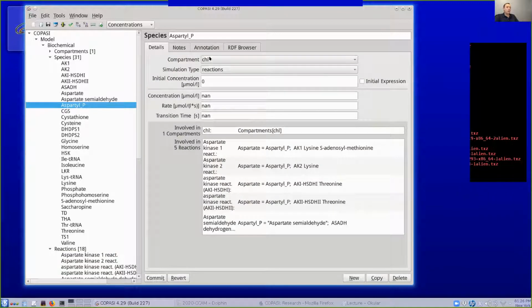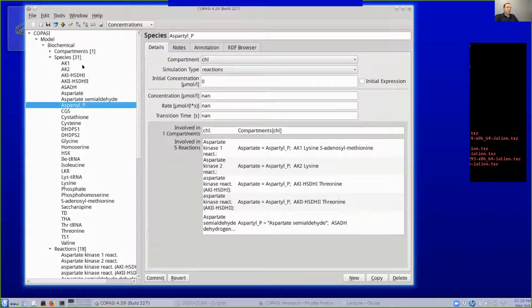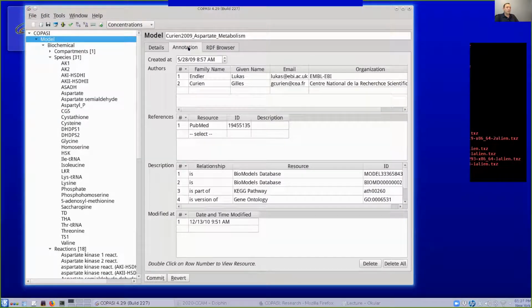Now, you may not know what aspartyl_P means. If you don't know, you can click here, the tab that says annotation. You might have noticed that tab exists at many different levels. So at the model level, there's an annotation. That's annotation about the model. In this case, it includes the email and the names of the authors of the model. It includes a link to the publication. It includes what characteristics of this model.